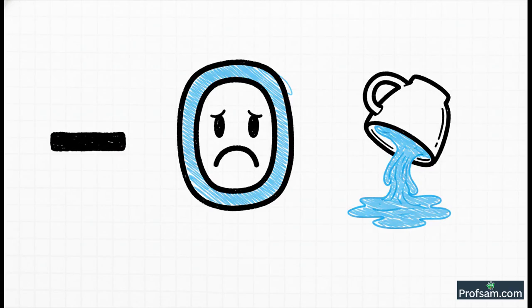And if the second derivative is negative, so less than 0, then the curve is concave down. Just think of a frowning face. It's pointing down. Or a cup that's turned over and spilling water. So negative means down, just like a frown.